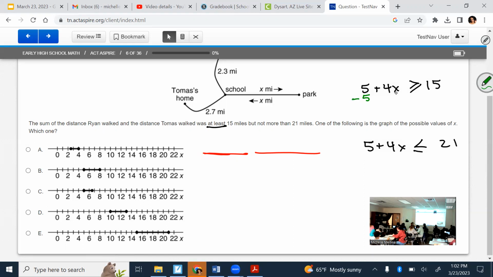Whatever you do on one side of the symbol. Okay, good. So I get 4x greater than or equal to 15 minus 5, which is the opposite of multiplying by 4. Do that on each side. Do I need to flip the sign for that? No, because I did not divide by a negative, so leave it alone. Sign stays the same. What's 10 divided by 4?